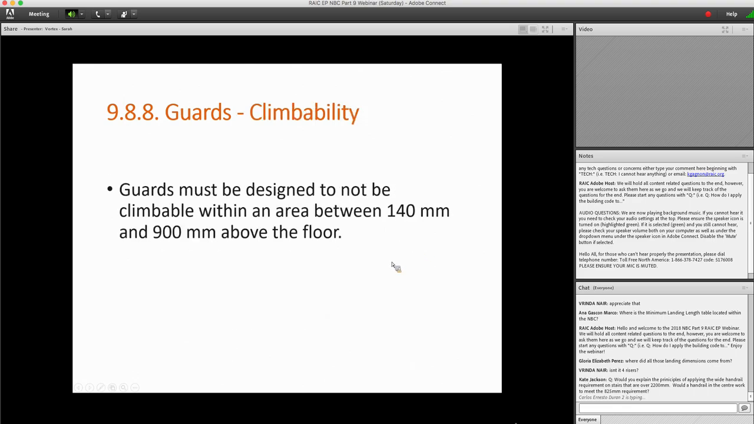Guards must be designed to not be climbable within an area between 140 millimeters and 900 millimeters above the floor. So any unusual feature of a guard, whether there is a design, it must incorporate this requirement so that it cannot be climbable.